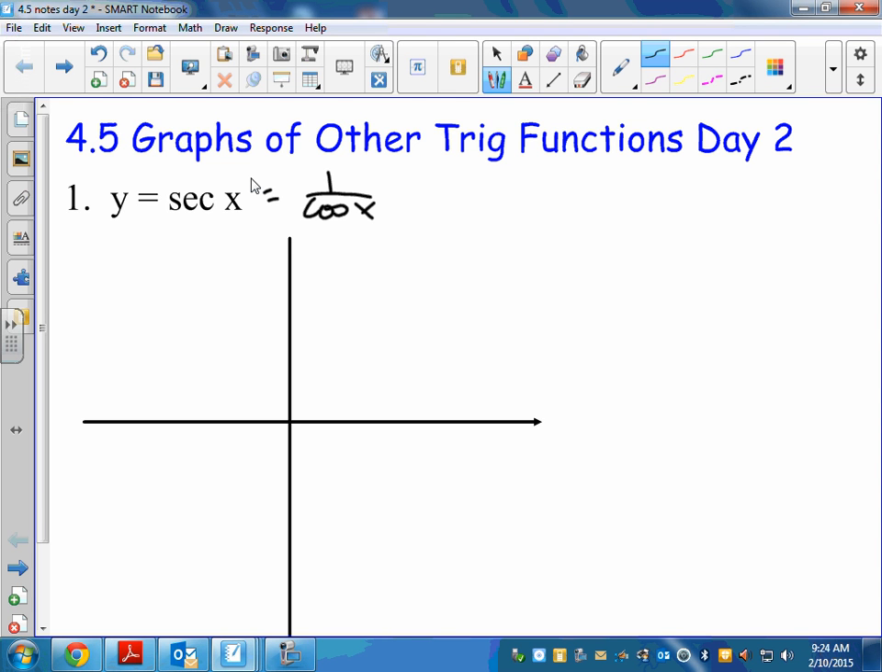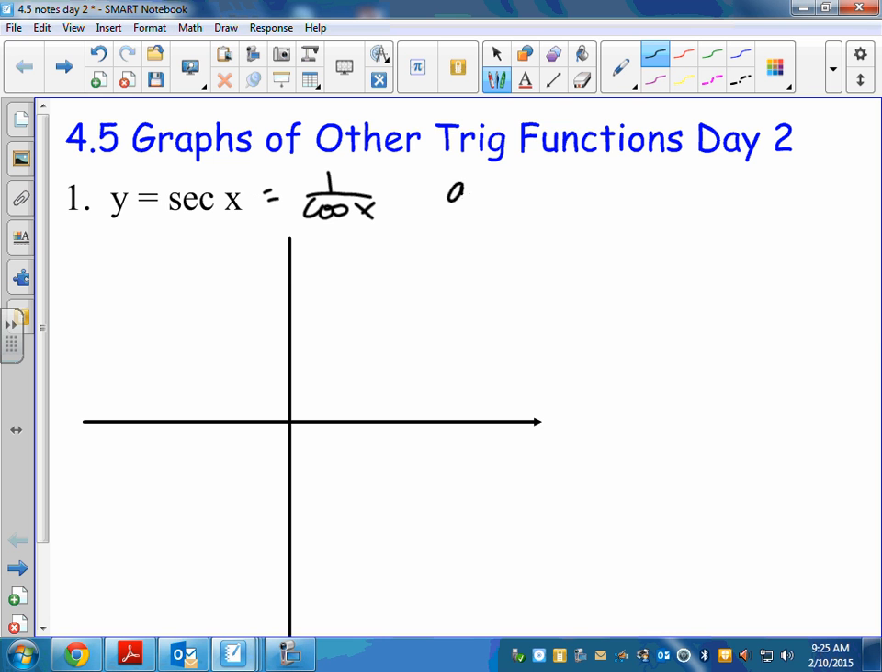Which means secant is going to have asymptotes as well. Secant, since it has cosine in the bottom, which cosine is x, means it's going to have the same asymptotes as which one, tangent or cotangent? Which one of those has x in the bottom? Tangent. Which means secant and tangent are always going to have the same asymptotes, except for period change.